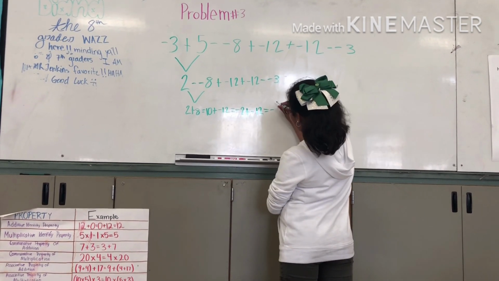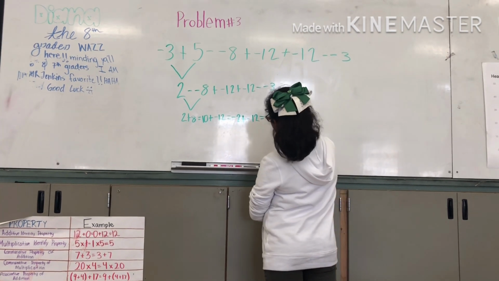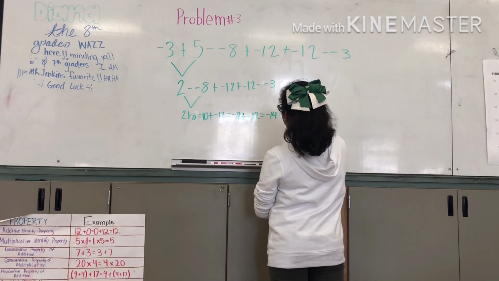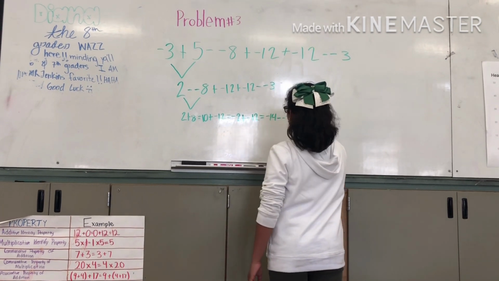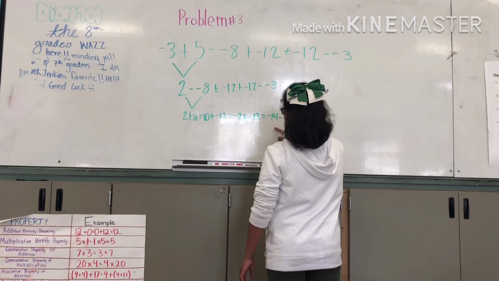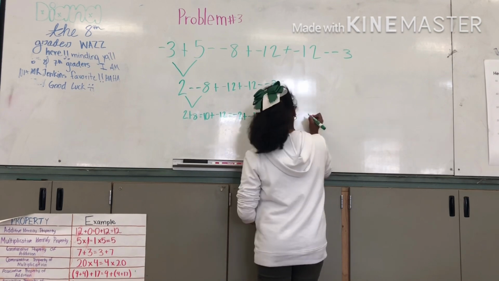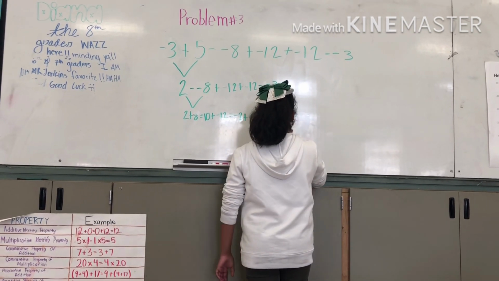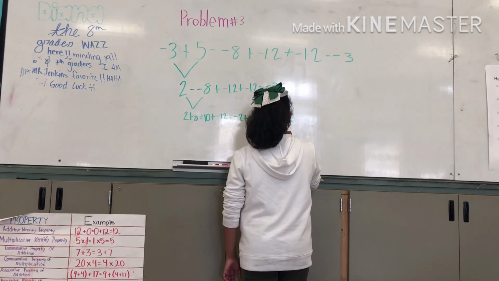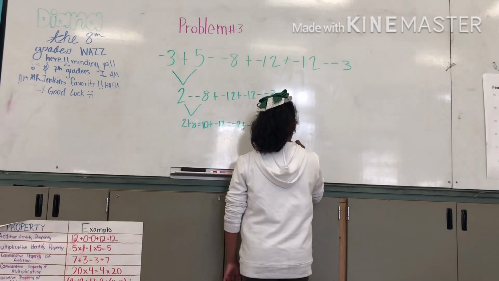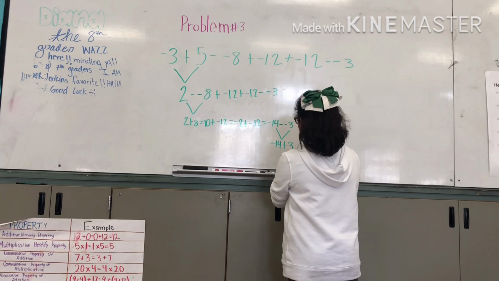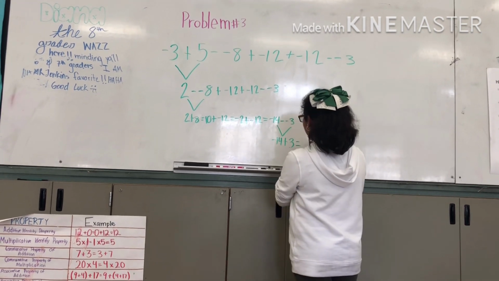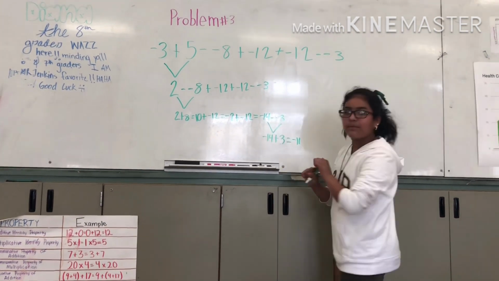Negative 14 minus negative 3 would equal negative 14 plus 3, because you are rewriting the equation. So negative 14 plus 3 would give you negative 11.